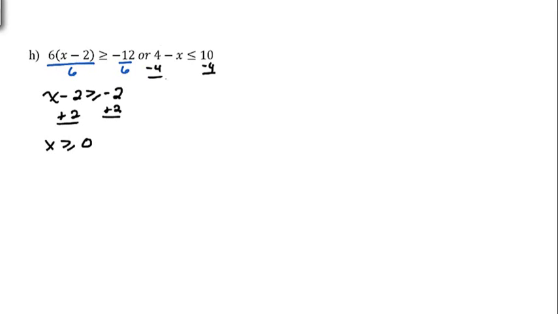subtract 4 from both sides, and we get negative x is less than or equal to 6. And then we have to either multiply or divide by a negative 1. We'll change the sign of the x. So that gives me x, and we have to remember to reverse this direction, so that would be greater than or equal to negative 1.